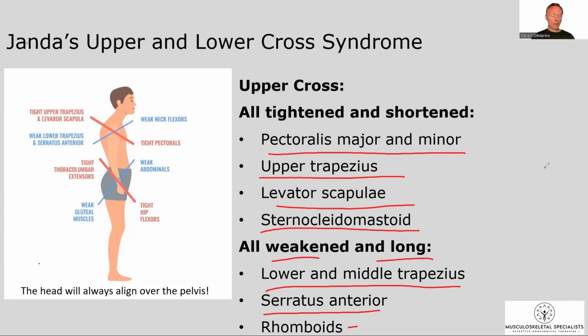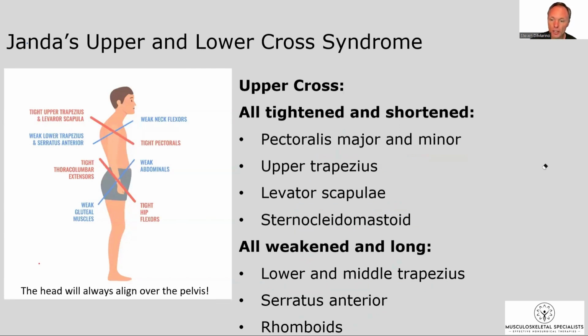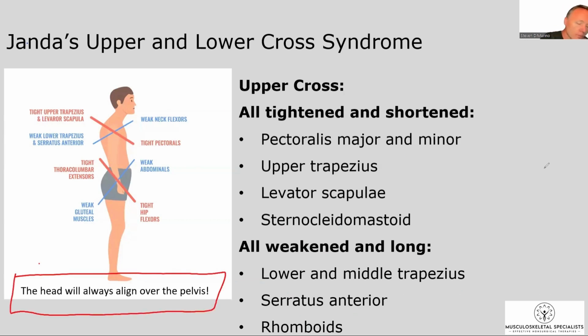And so one of the exercises that we do is activate serratus. You've got to get serratus activated. You get serratus activated, the shoulders start coming in alignment, right? And so this is extremely important. The head will always align over the pelvis. Always. The head and the pelvis will always align.